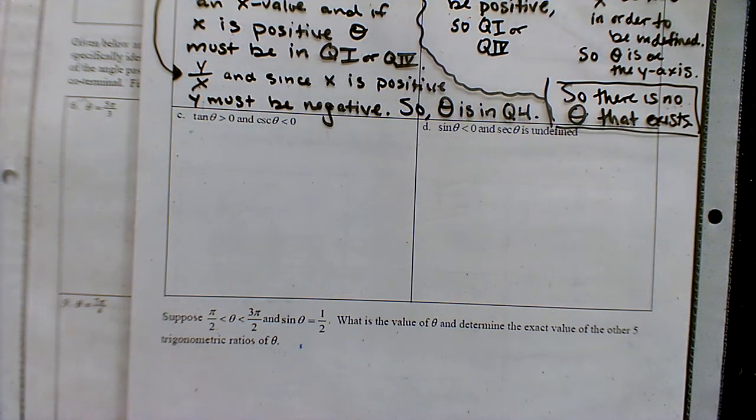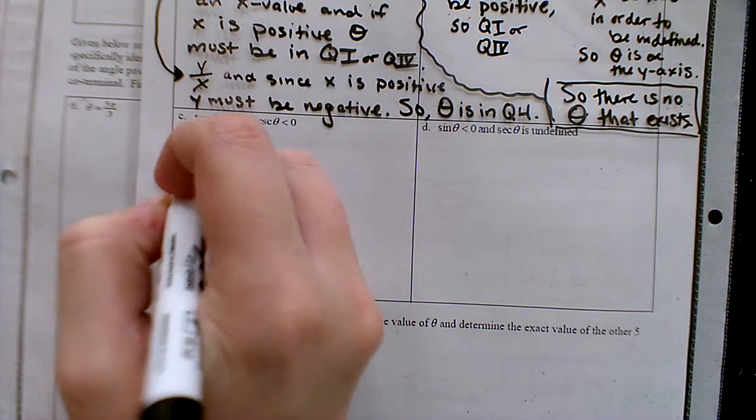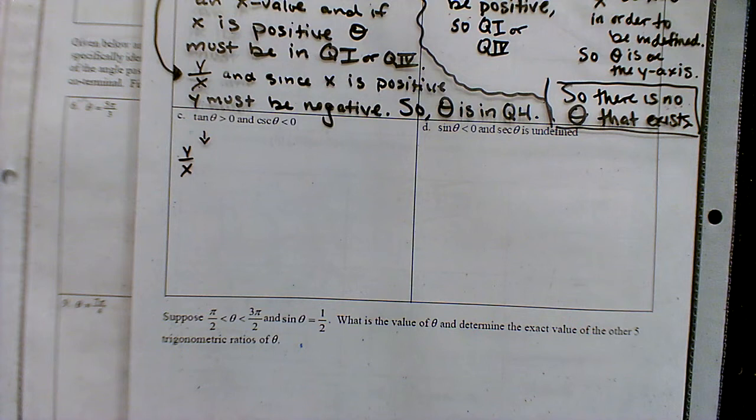All right, let's try C. Tangent, that's our relationship of y over x, and it's greater than 0, meaning positive. So can we think about what that might mean in terms of our x and y? In order for a fraction to be positive, what must be true about that fraction? Maybe think about numbers. What are some numbers you can divide together that would give you a positive answer?